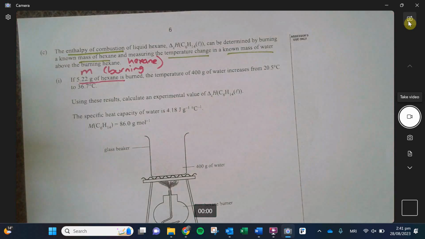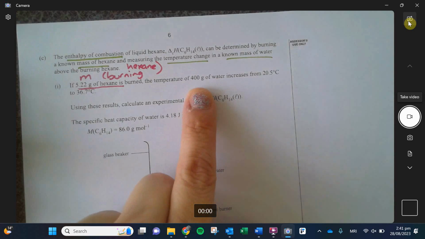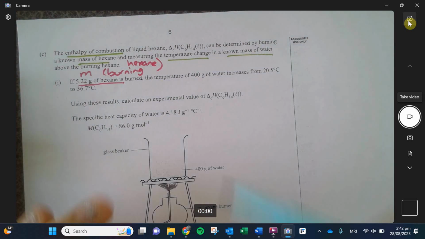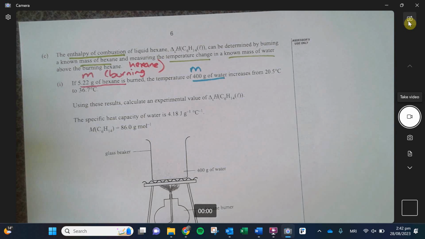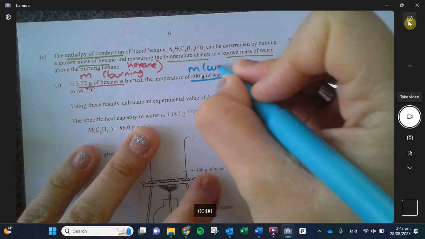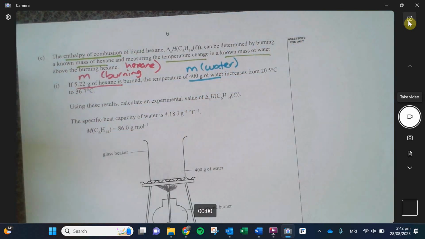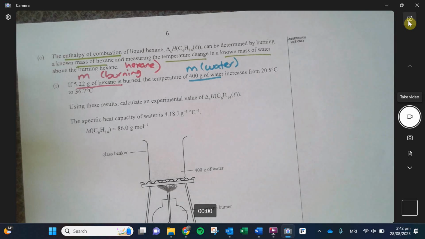So they say the mass of hexane is burned, and we are measuring the temperature change of water, and the water is 400 grams. Again, I have another mass-based quantity, but in this case, this is the water. So I need to be mindful of which mass I need to grab for which situation when I do my calculations. The next thing I see here is a temperature change.